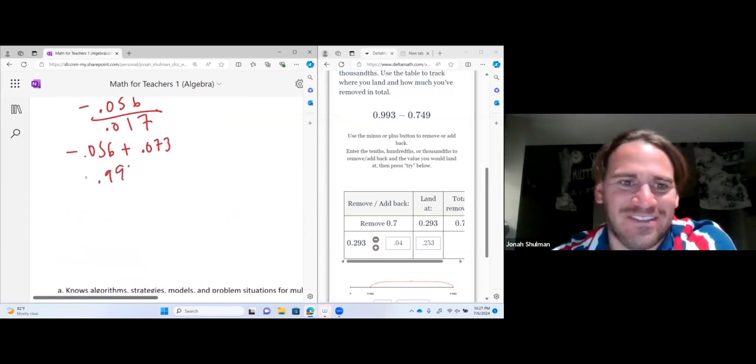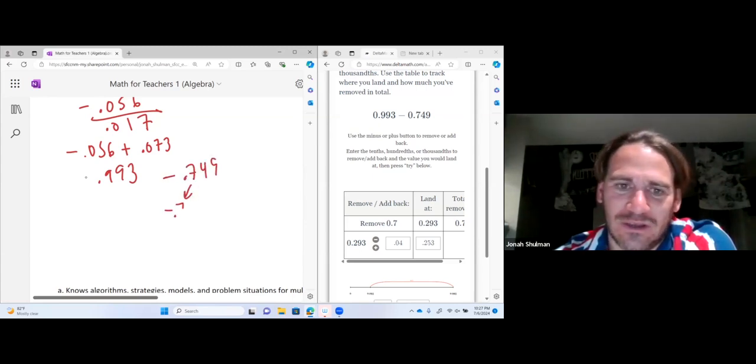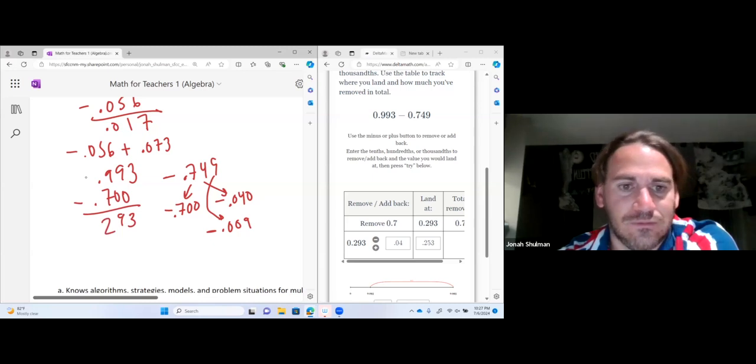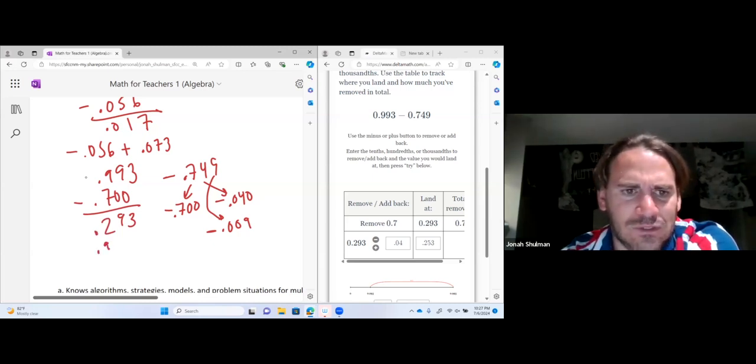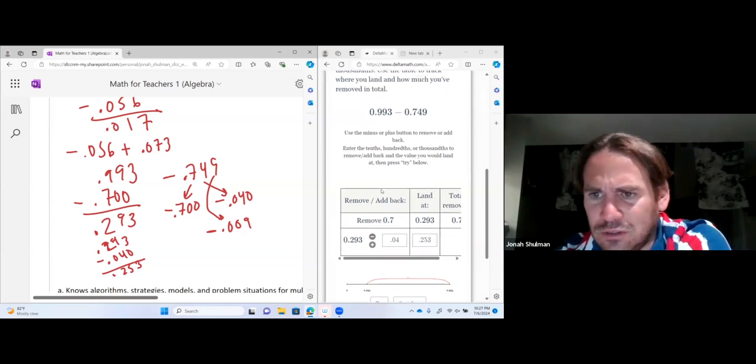So I have 0.993. I have to subtract 0.749. So I'm gonna try to subtract 0.700 from this. Then I'm gonna try to subtract 0.04 from this. Then I'm gonna try to subtract 0.009. This is going to be the way that I'm going to take away from this. So the first thing I did was minus 0.700. I have a 3, a 9, and a 2. So I have 0.293, and I want a minus 0.040, and that's going to be 3.253, even though they said this was wrong.